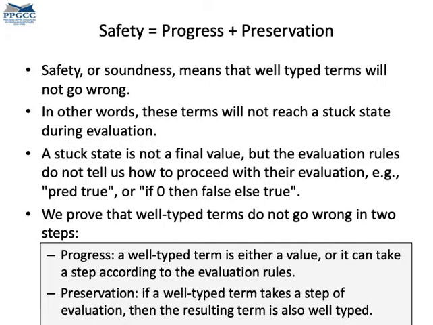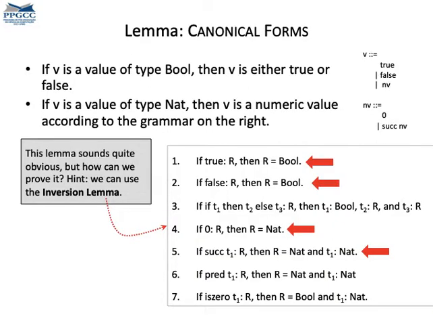Progress says that a well-typed term is either a value or there is an evaluation rule to evaluate it so that it can take a step. To prove progress, we need a lemma called Canonical Forms. This lemma says something about the types of values. So if a value has type bool, then it must be either true or false. And if that value has type nat, then it must be either 0 or the successor of a numeric value.